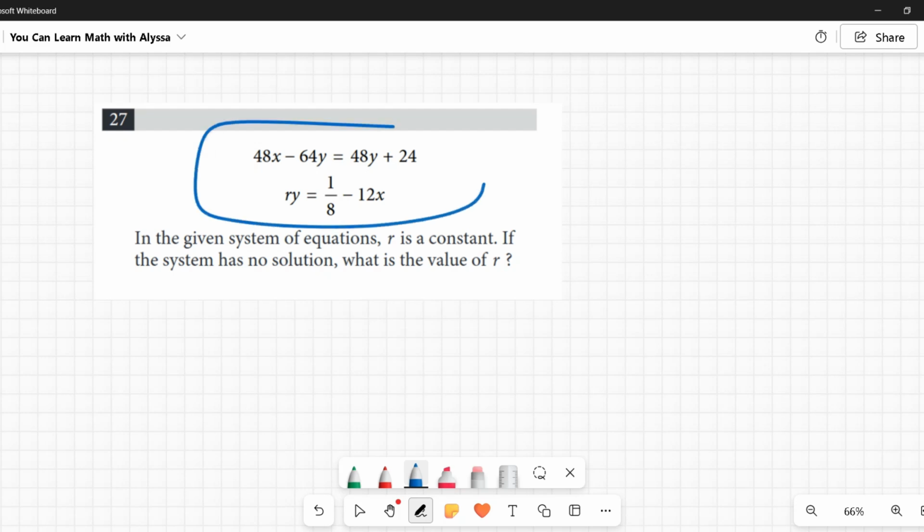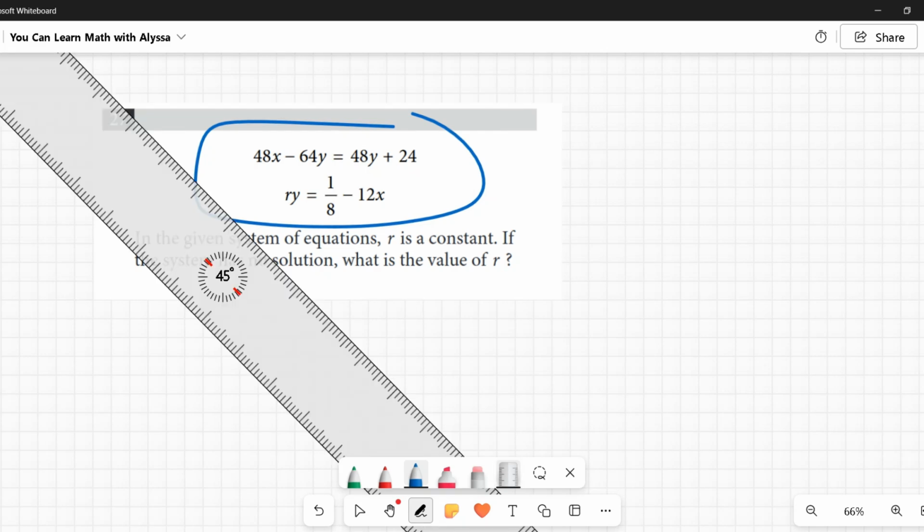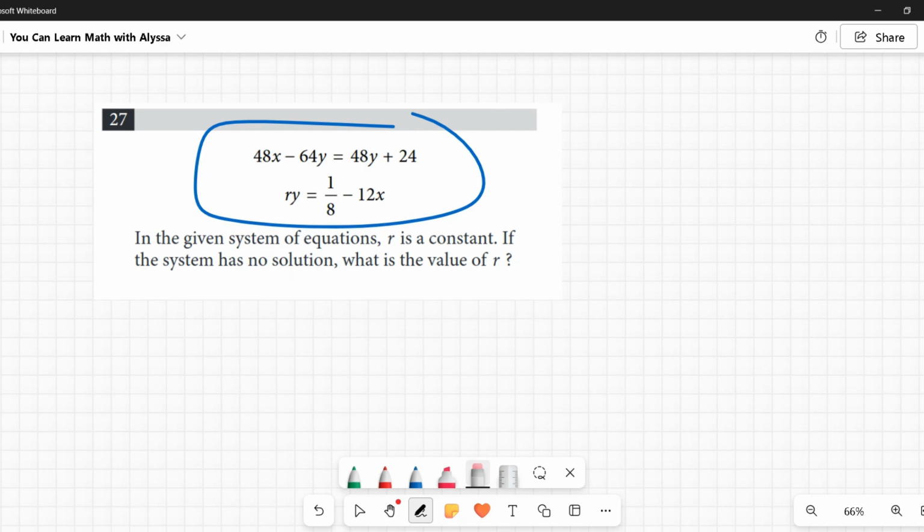Now, if we look at these two equations, they both just involve x's and y's. There's no x squared, x cubed, or square root of x. There's none of those things going on. So these are just lines. Each of these is a line.